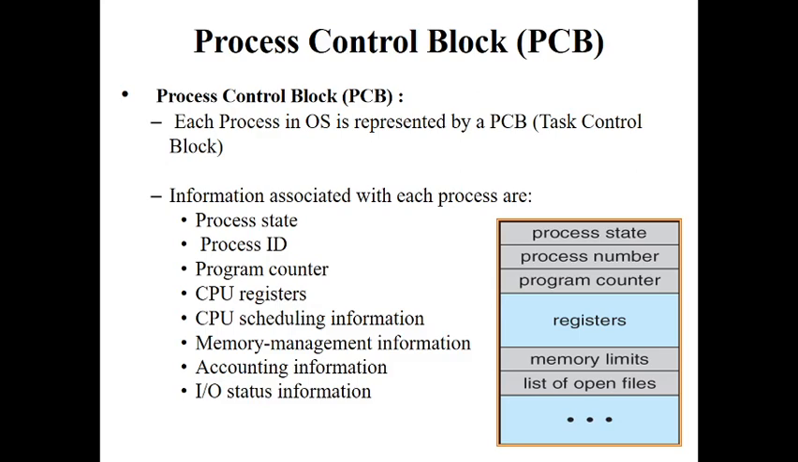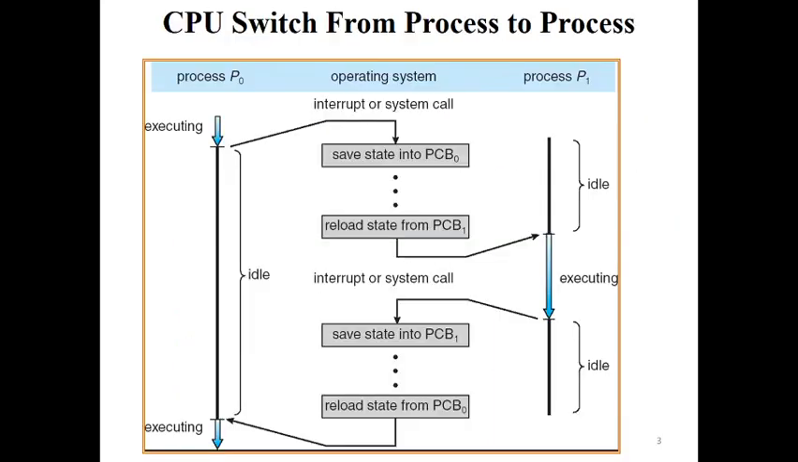Okay, and next is the IO status. So what is the list of IO devices currently used by this process, or going to be used by this process? IO devices could be keyboard, mouse, printer, etc. So this is the list of information that the operating system maintains for each and every process in a specific data structure known as a process control block. So this is all about the process control block.